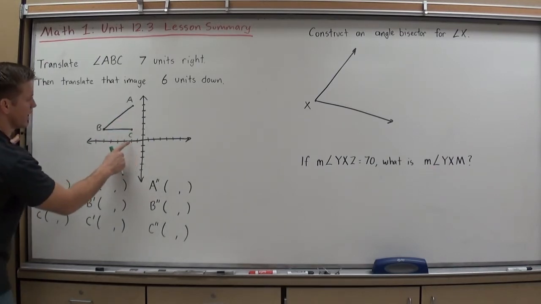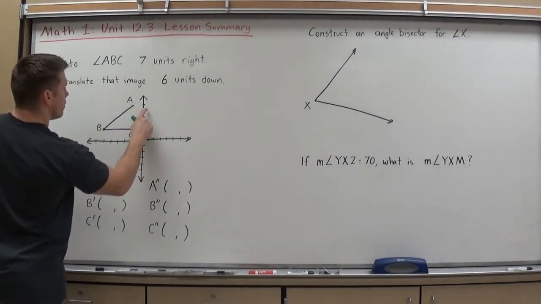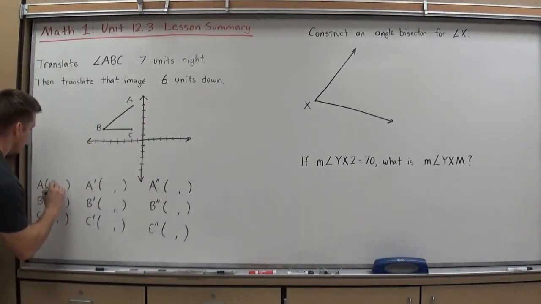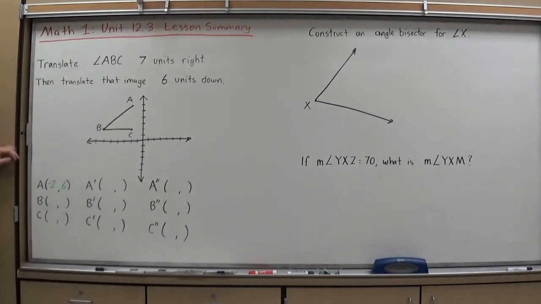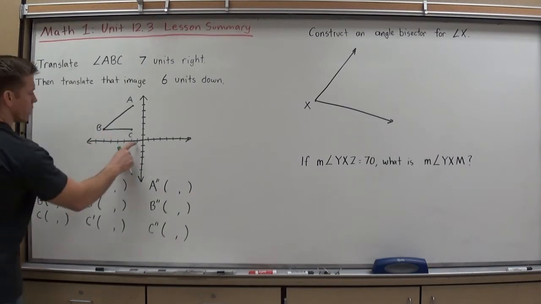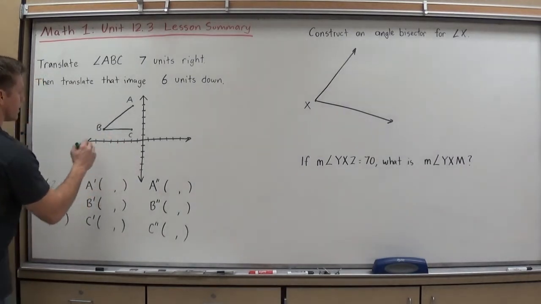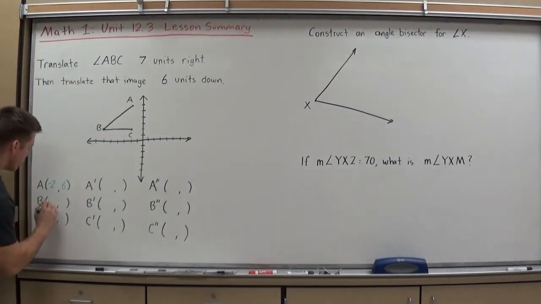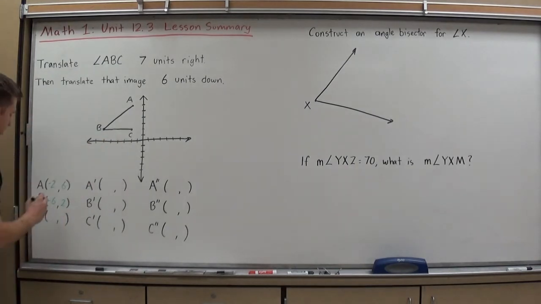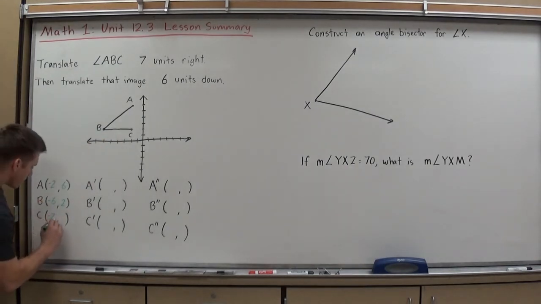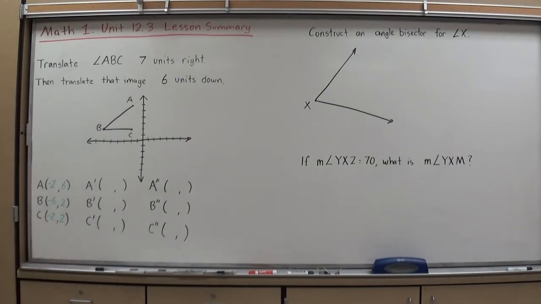Coordinate A should be -2, 6. Just write that in. Coordinate B should be -6, 2, and coordinate C should be -2, 2. So these are the original coordinates I'm going to work off of.